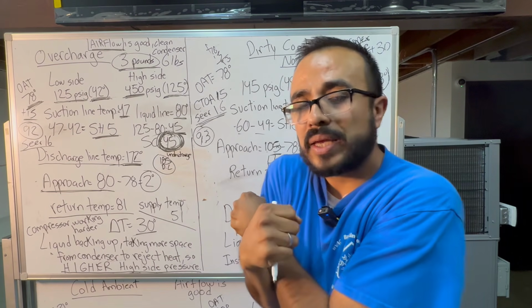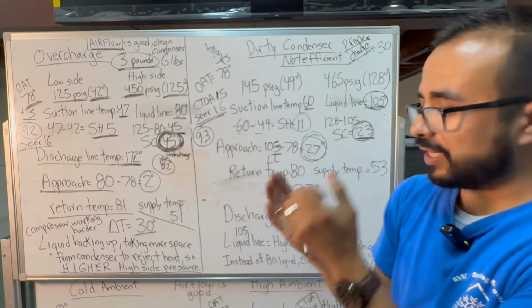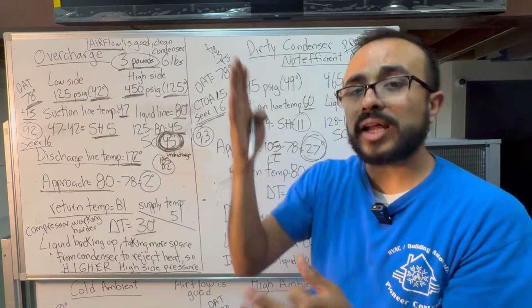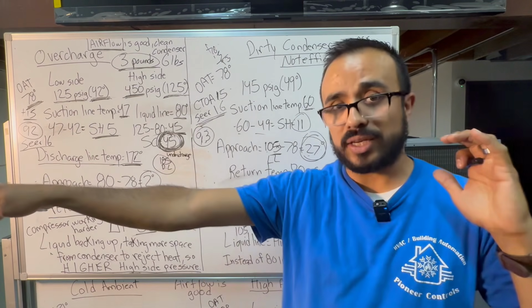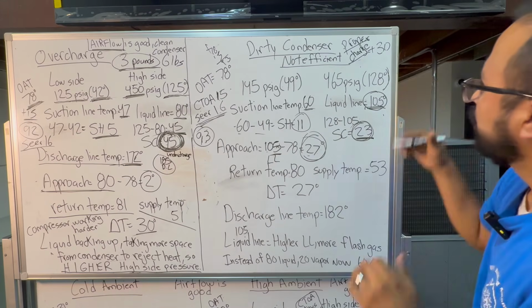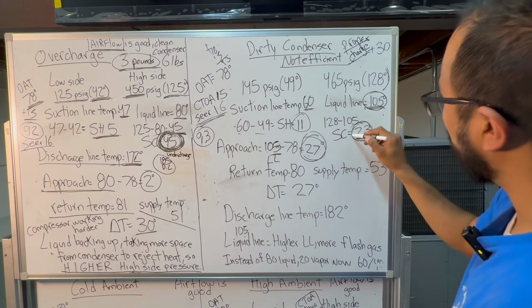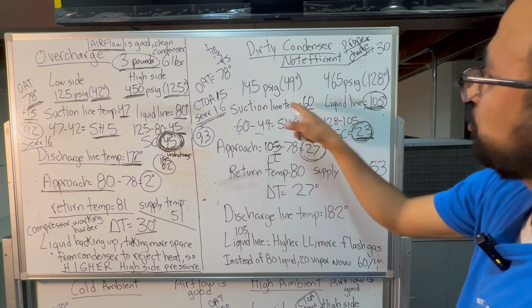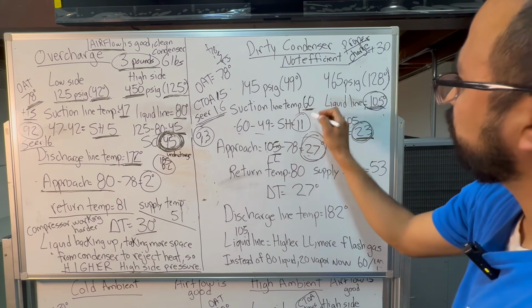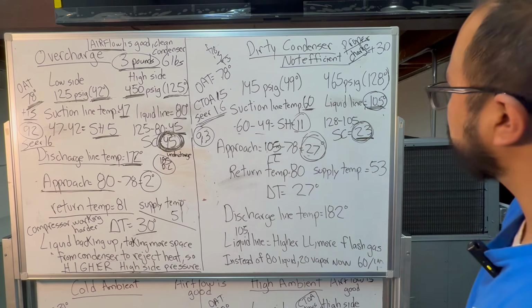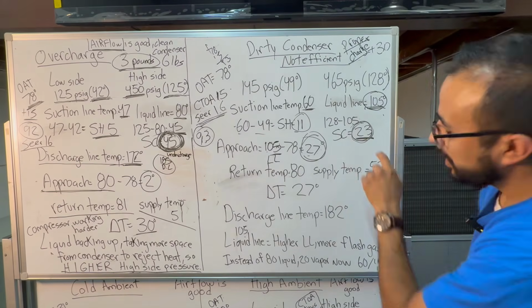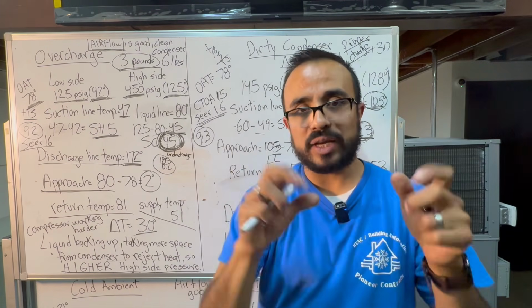It's in there, but the condensing temperature goes so high that it does eventually end up rejecting heat, as you see right here. My liquid line temperature was 105. So 128 minus 105, I had a subcool of 23. My superheat, suction line temperature 60 minus 49, is 11.